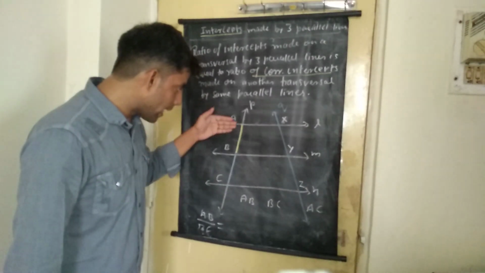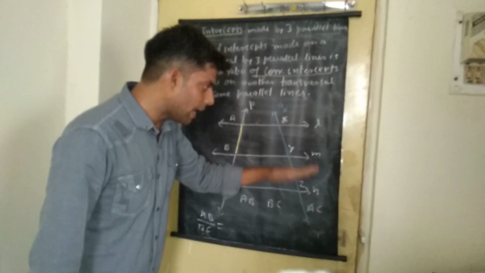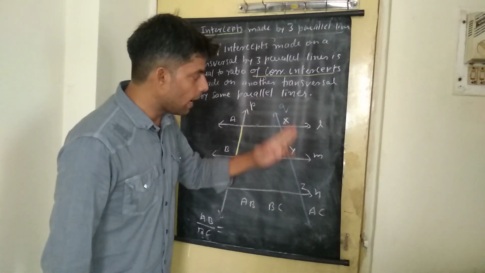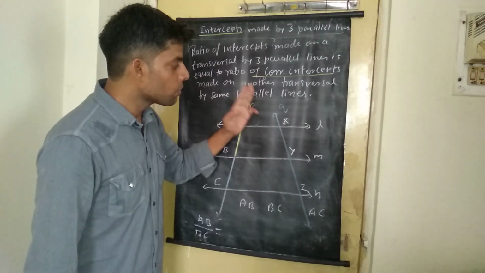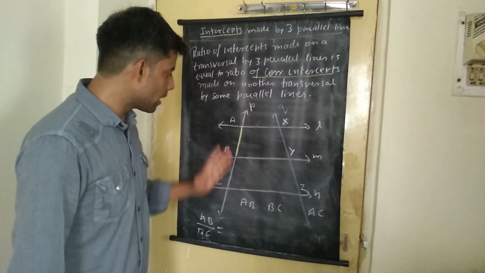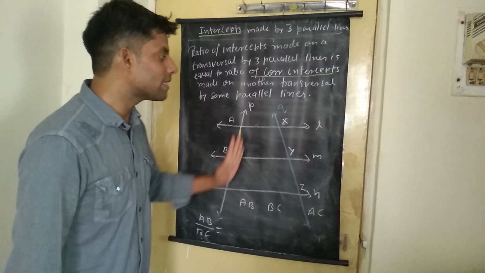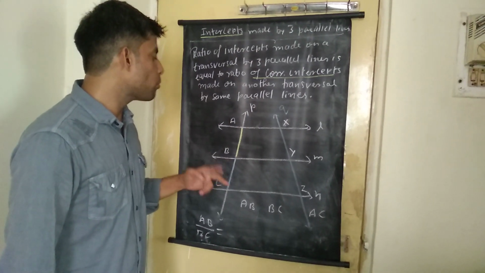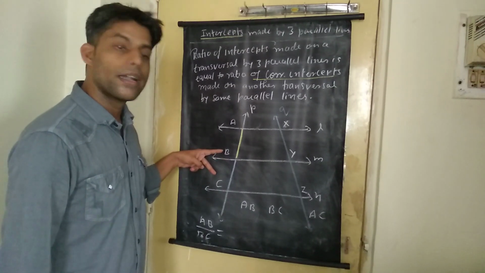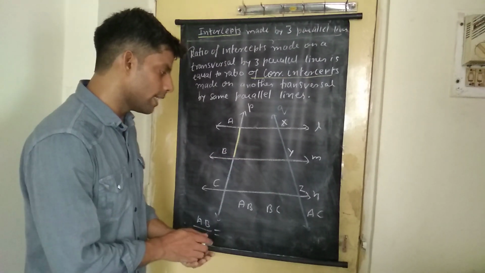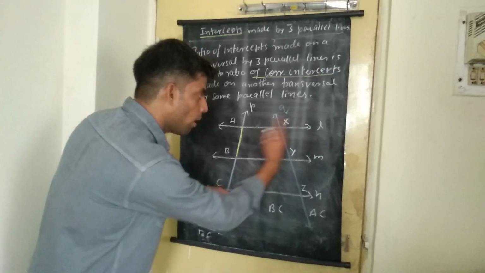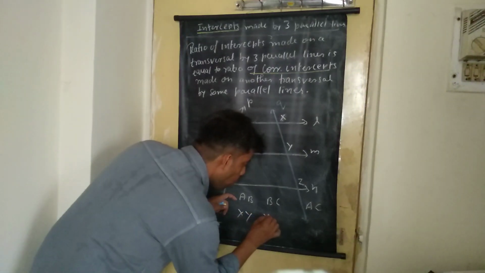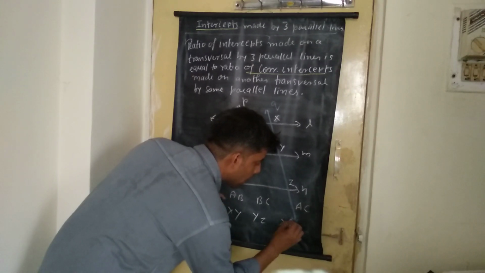Yes, we can see that AC is the intercept made by lines L and N on transversal P. So the intercept made by lines L and N on transversal Q will be what? XZ. Fantastic. So the corresponding intercept of AC is XZ. Now, one last question: can you tell me the corresponding intercept of BC? Definitely, this will be YZ. So we are getting the intercepts on transversal Q as XY, YZ and XZ.